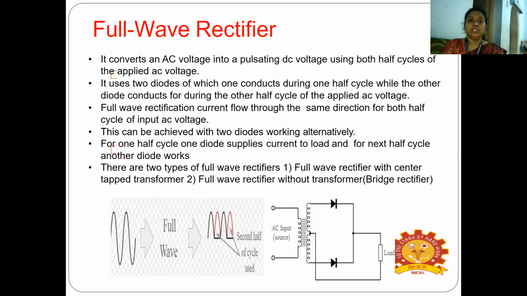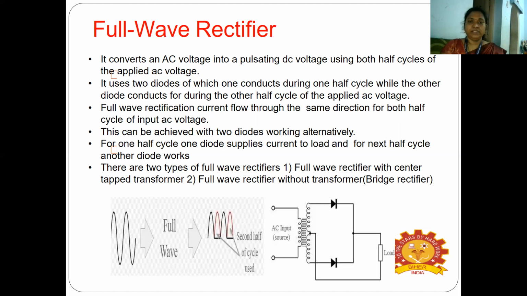So this can be achieved with the two diodes working alternately. For one half cycle, one diode supplies current to the load, and for the next half cycle, another diode works. Okay, so actually you're combining two half waves. One diode at the positive and the diode at the negative. Same direction, it is unidirectional. That is, you will have an anode cathode, down also anode cathode. So one will be conducting for the first half and the other diode will be conducting for the other half. So finally you will be getting a full rectified signal. So input will be AC signal, output will be a DC signal. So the rectifier is doing this full job.